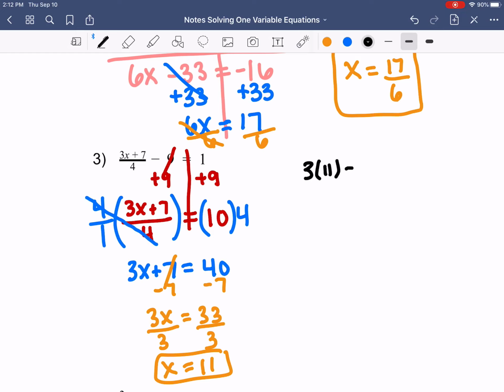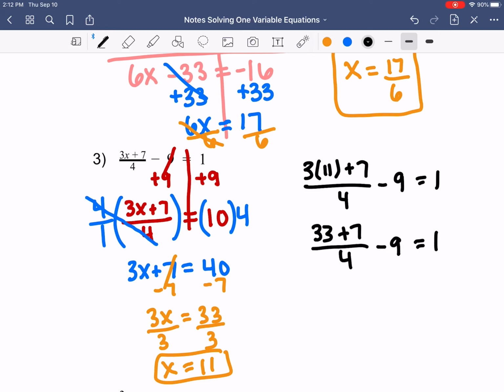check your answer is just to plug it back in to the original problem, and make sure that it holds true. So my original problem was 3x plus 7 divided by 4 minus 9 equals 1. So I'm plugging in 11 for my x. I get 33 plus 7 divided by 4 minus 9 equals 1. Well, 33 plus 7 is 40. 40 divided by 4 is 10. And 10 minus 9 equals 1. Check, that works.